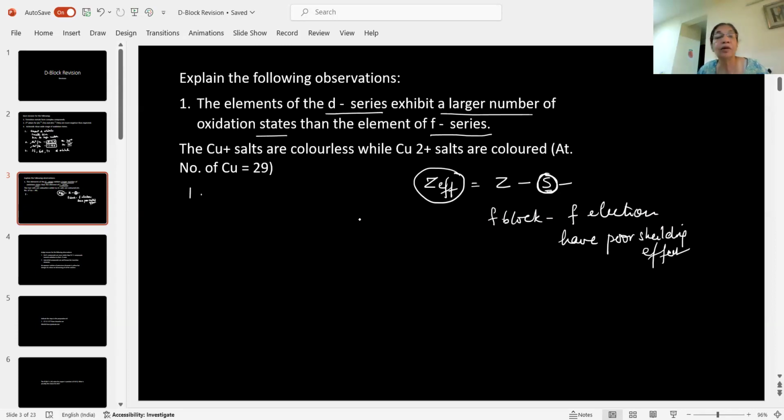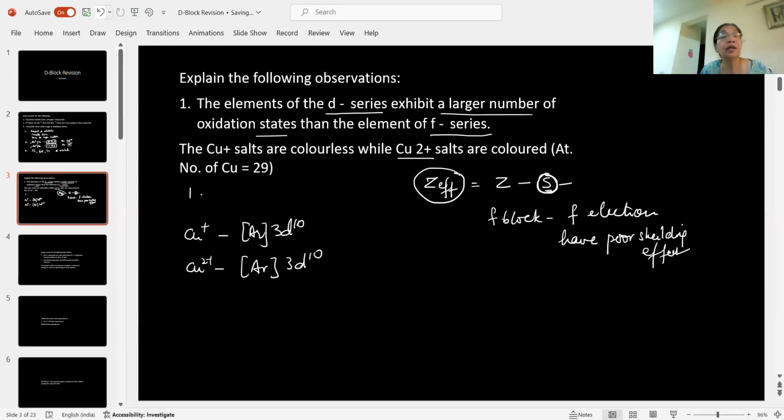Then, Cu plus salts are colorless, whereas Cu2 plus salts are colored. So you have to write the electronic configuration. What is the electronic configuration of Cu plus? It is argon and 3d10. That is Cu plus. And Cu2 plus, what is it? It is argon and 3d9.